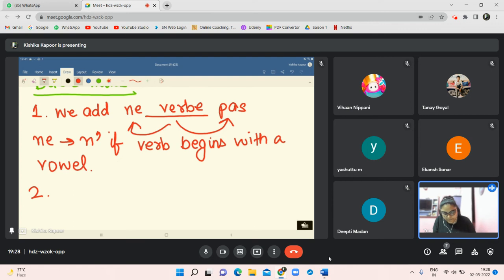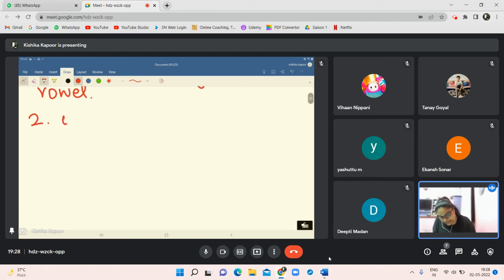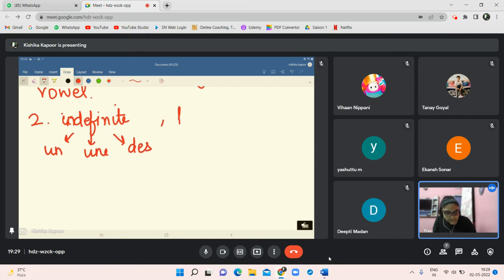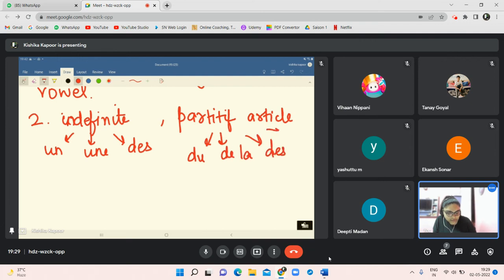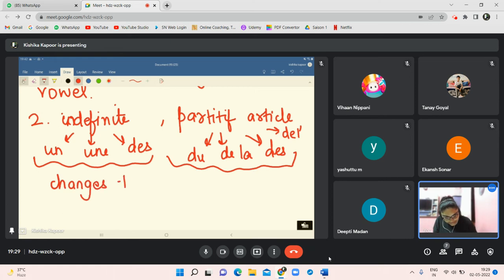Now, the second rule of negation is that whenever you see an indefinite article, which means un, une, des, and whenever there is a partitive article, in partitive you have du, you have de la, you have des, you have de l'. All of this changes to de or d' in your negative sentence. Is that clear? Two basic rules.